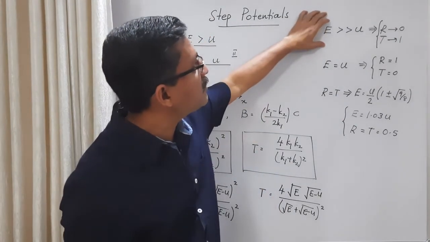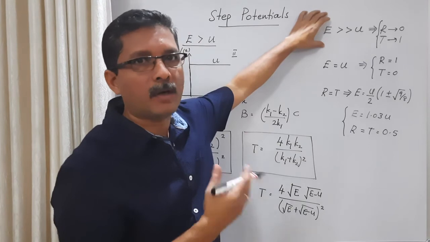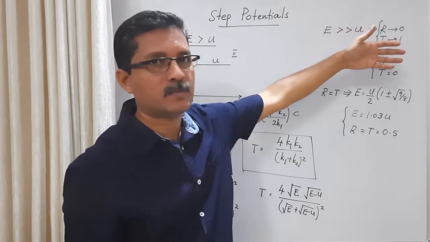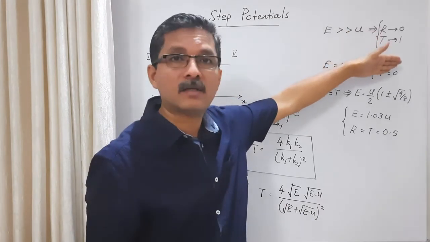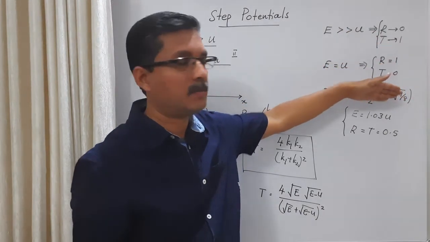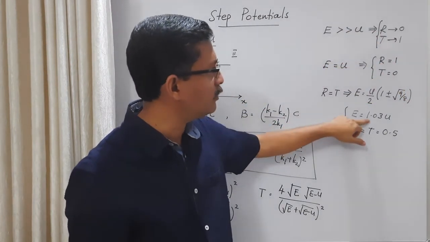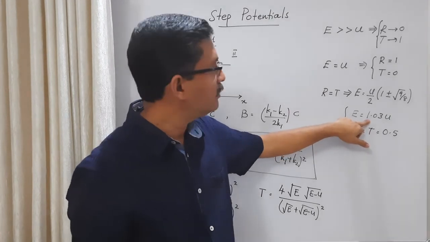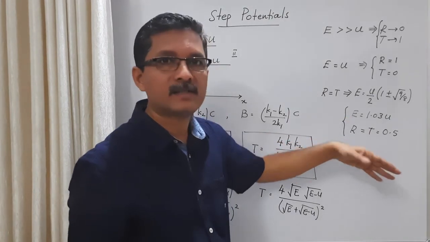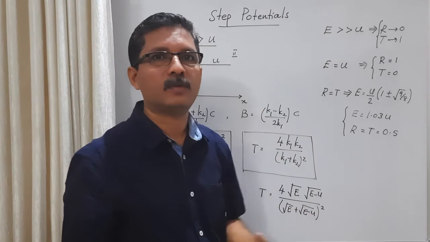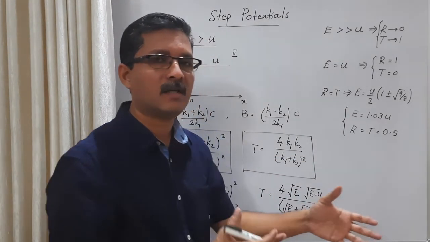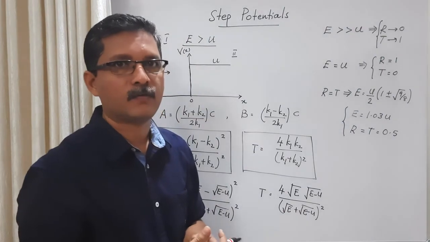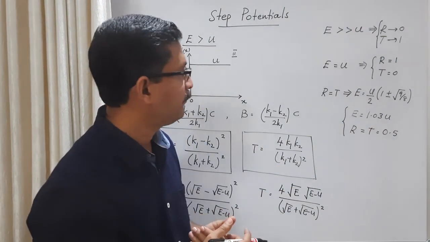When energy is very much greater than U, no particles are reflected, all the particles are transmitted. When energy is exactly equal to U, all the particles are reflected and no particles are transmitted. But when energy is slightly greater than U, 1.03 times U, then exactly half the particles are reflected, half the particles are transmitted. That's the meaning of this. If 100 particles per second are incident, 50 particles per second are reflected and 50 are transmitted.